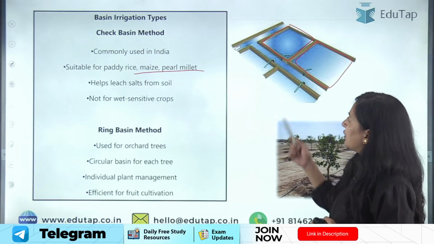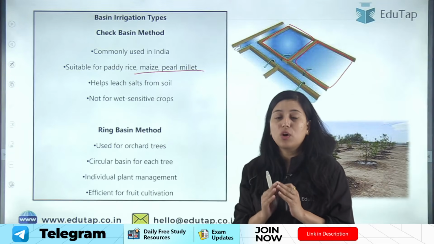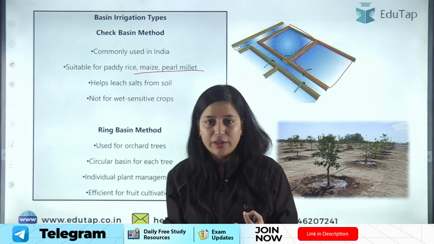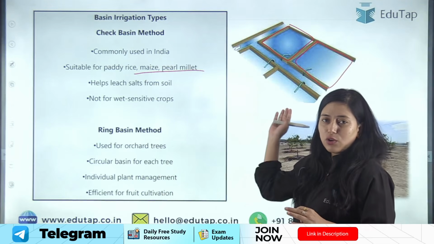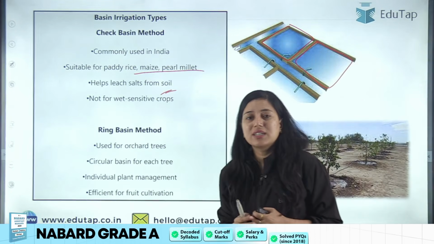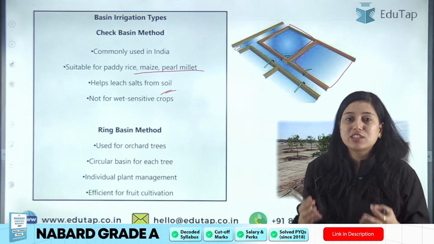But if we have any crop which is water sensitive, which is sensitive to wet conditions, or sensitive to waterlogging conditions, in that case we do not opt for this irrigation system, right? And the advantage associated with this system is that it helps in leaching salt. How?